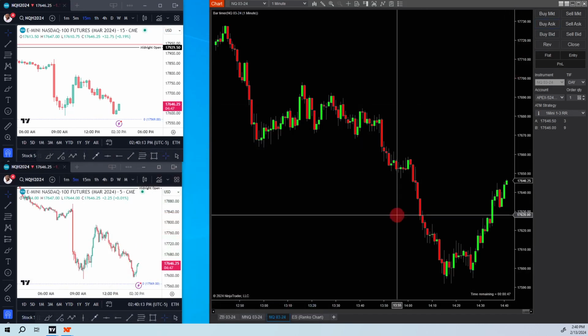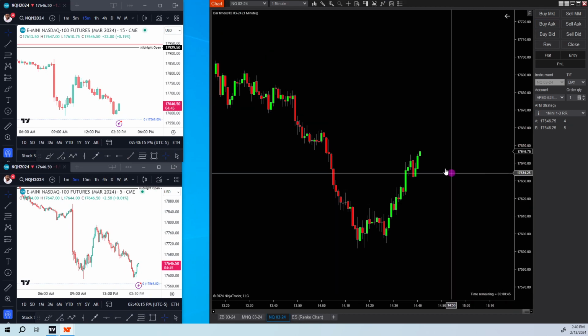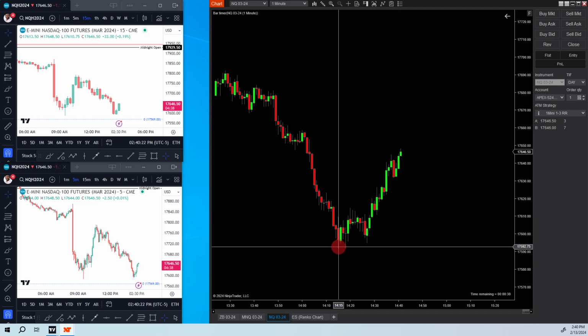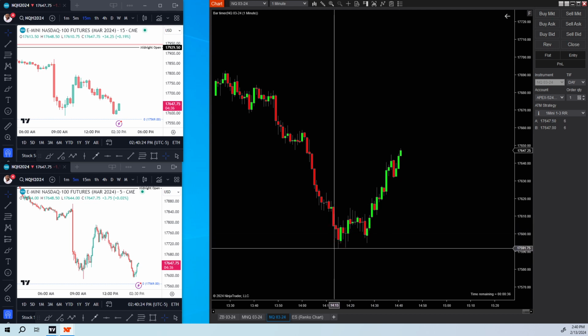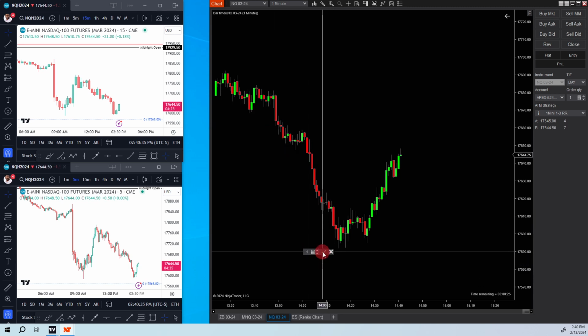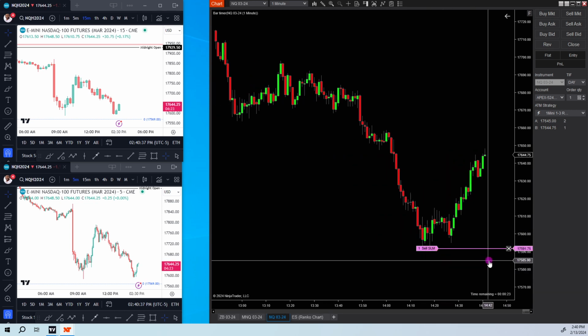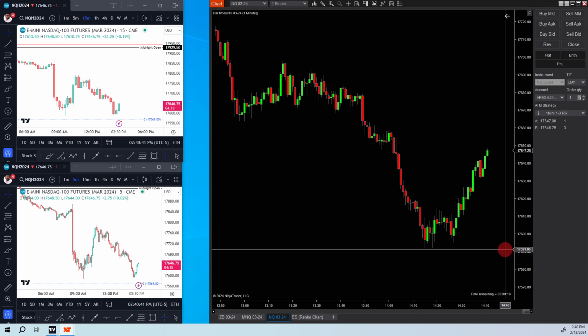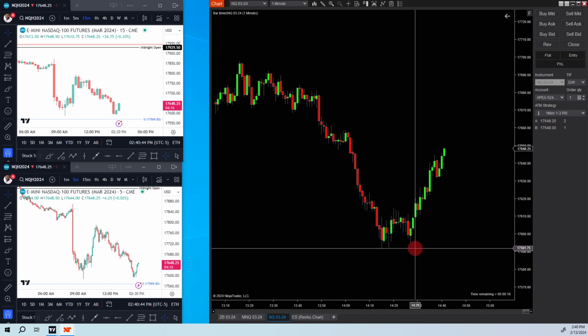Let me show it to you. You see this low right here? I think when price goes below that low, it's gonna keep falling. If I right click right here, it says sell limit, sell market. I put an order right here. Order submitted. Now I say sell limit. And when it comes down, it's gonna put me in a trade short.